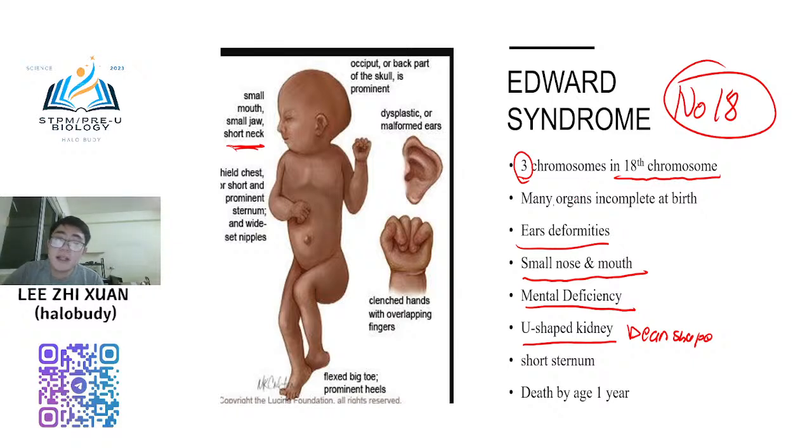kesian punya. And then many organ incomplete at birth, meaning that this kind of baby actually their internal organ normally are not major at all. The organ is incomplete form. Maybe not function lah, so meaning that the function of the organ of this baby cannot function well.